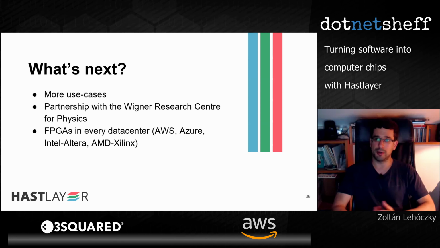FPGAs are really becoming commonplace. Really, in all the major cloud providers, you can run them by the hour. And the CPU manufacturers also know this, because Intel bought the then second largest FPGA manufacturer called Altera. And AMD more recently bought the largest FPGA manufacturer called Xilinx.